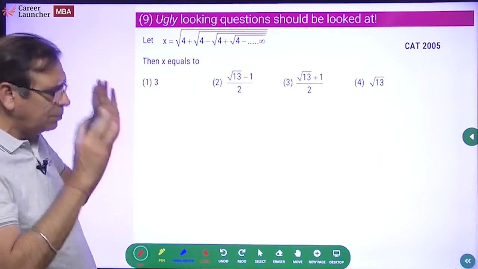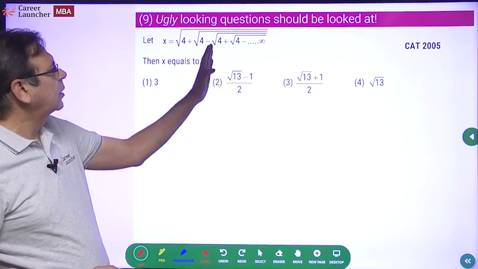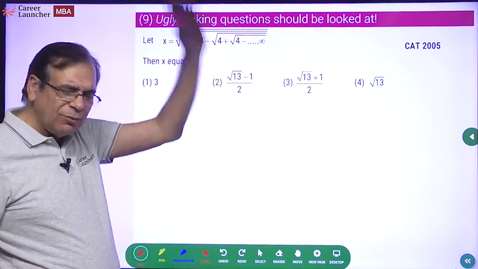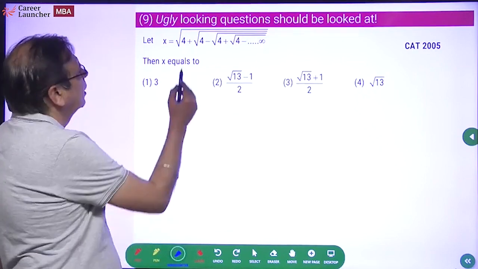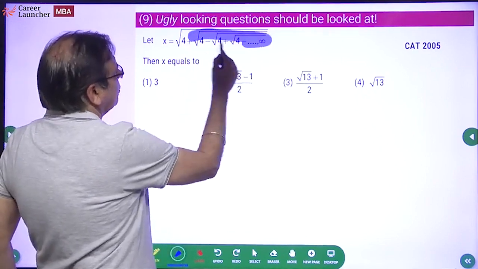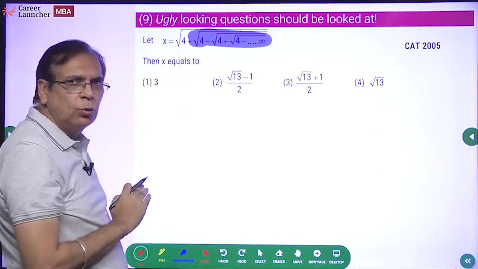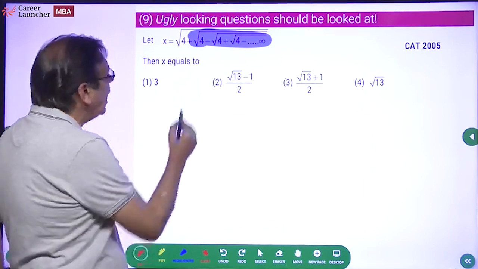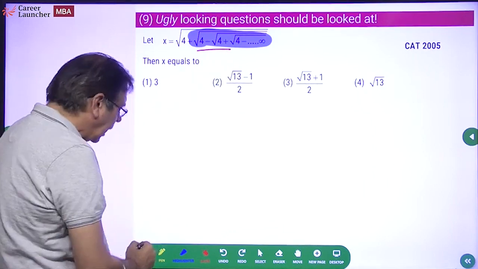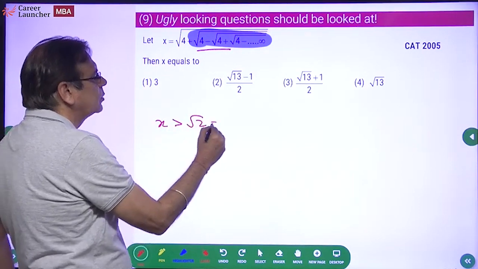Okay. Now, let's look at this particular question. Ugly looking question, but yes, can be handled. X equals under root 4 plus under root 4 minus, and so on and so forth, an infinite series. Okay. Now I'll break this question into two parts. First thing, just ignore this. If I ignore this, can I say this is under root 4? Or X is coming out to be under root 4? But I have more terms to add. That means I can say based on this, X has to be greater than under root 4, which is equal to 2.